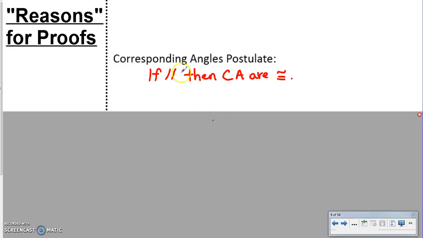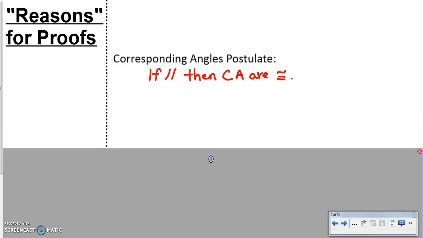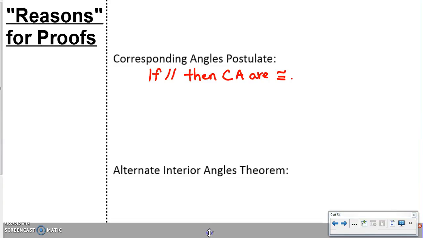So if they tell you in the given, so the if is the given part, if in the given they say you have parallel lines, then you can conclude that those corresponding angles are congruent. And remember the other day we learned that corresponding angles are angles that are in the same position, like the top left in that group of 4 and the top left in the next group of 4. Okay? So if we know we have parallel lines, then we can say that the corresponding angles are congruent. So that's going to help us solve some things.